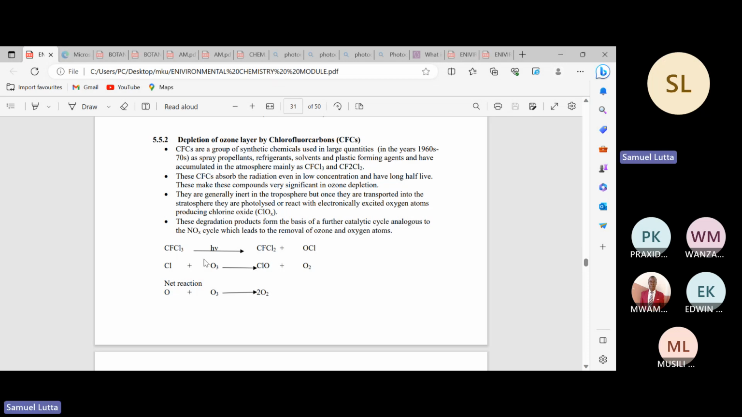So we have this equation here where you have CFCl3. When you have UV light, this one can break down to form CFCl2. Sorry about this note. This O is not supposed to be there.